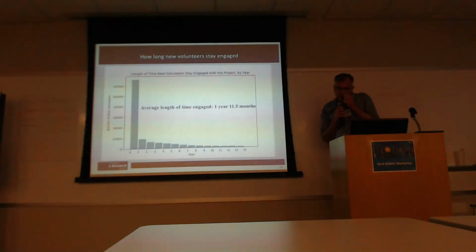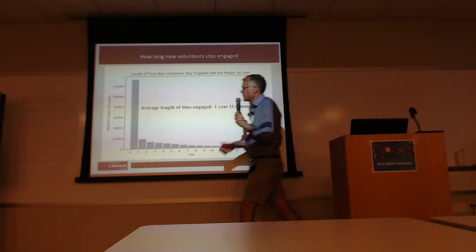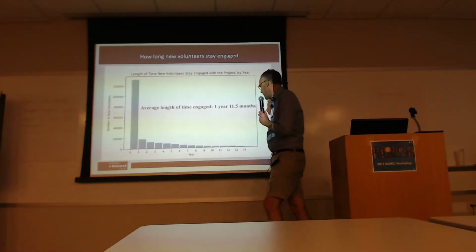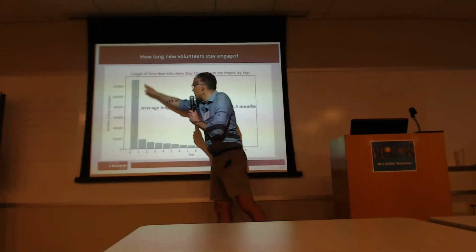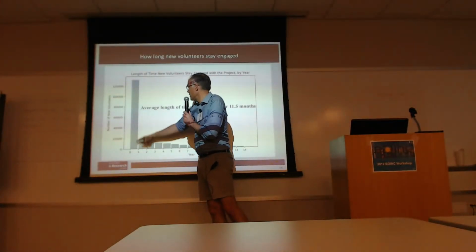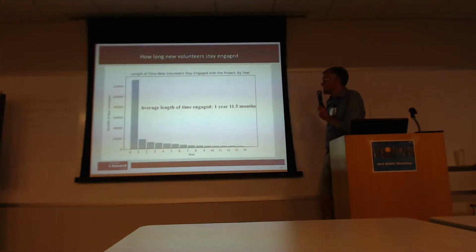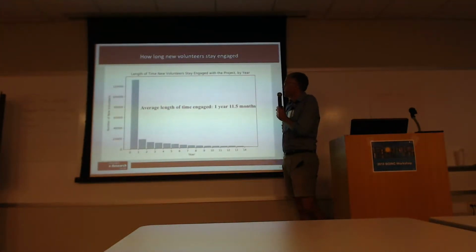After the event there were a number of other articles. Now we look at how long new volunteers stay engaged. This is the number of volunteers on the y-axis, 120,000, and this is in terms of years. So you see there's a large peak here. And the average length of time a user is engaged with the project is 1 year and 11.5 months.